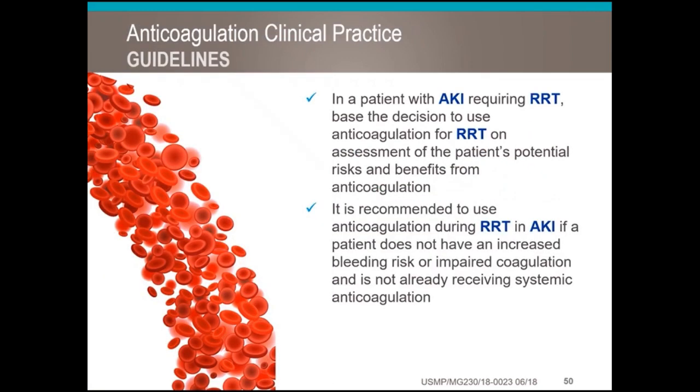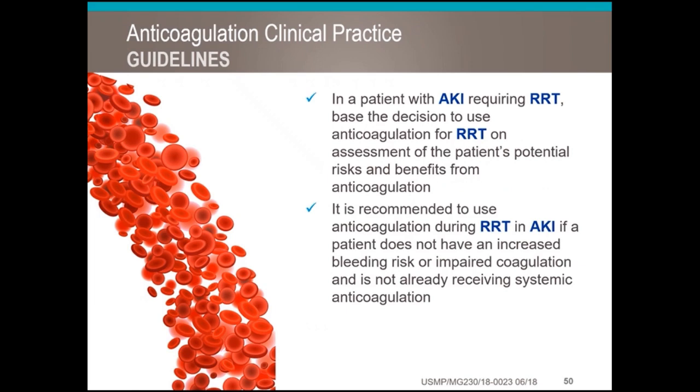So as far as the KDIGO guidelines, they state that in a patient with acute kidney injury who requires renal replacement therapy, the decision of whether or not to use anticoagulation should be based on the patient's potential risk and benefits. Is it more beneficial for the patient to have anticoagulation so that it minimizes interruptions to therapy, or is the patient's condition one that it would be too much of a risk for them to be on anticoagulation? So you always need to weigh the benefits versus the risk for your patients.